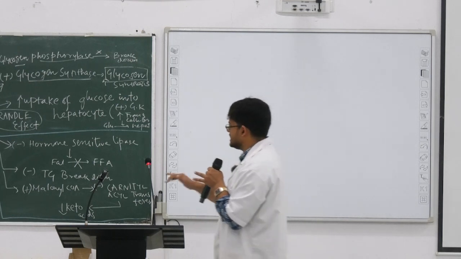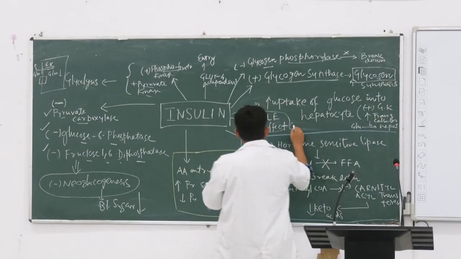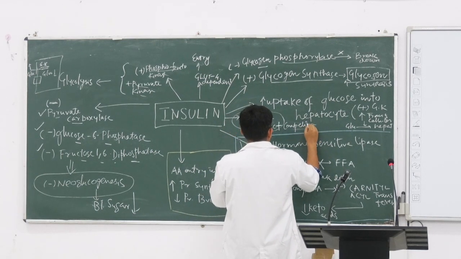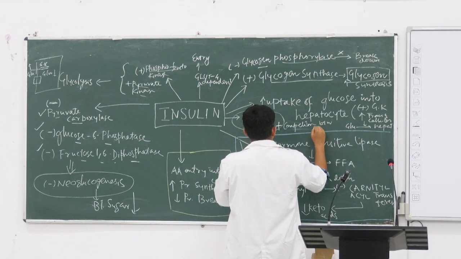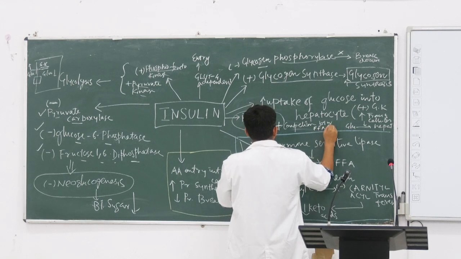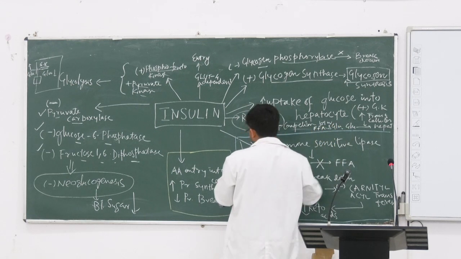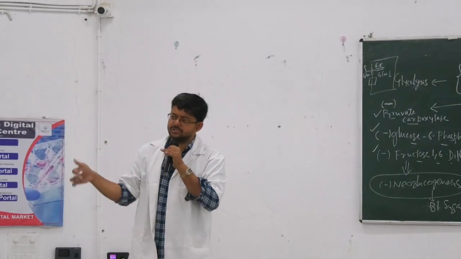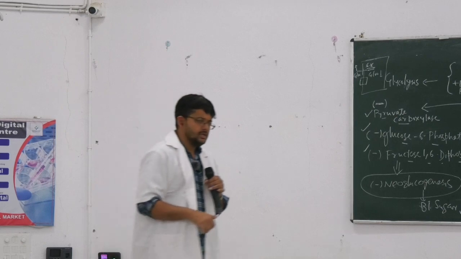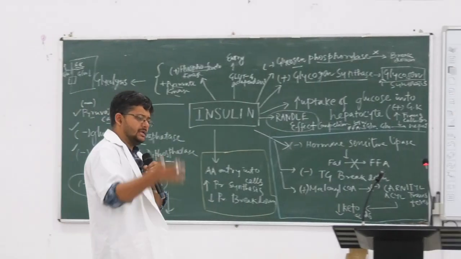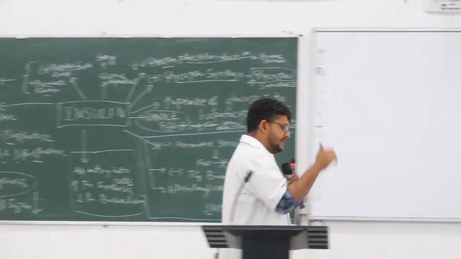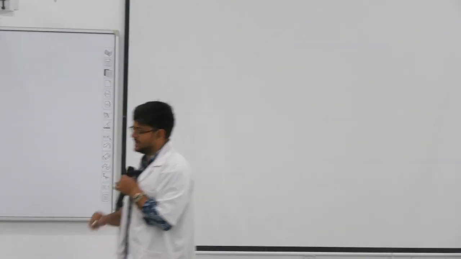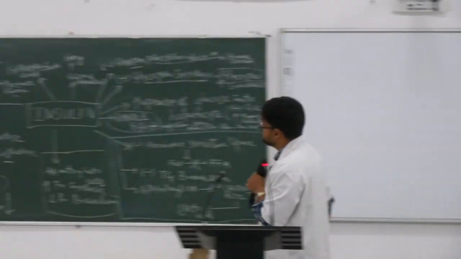So the Randle effect, just keep this in mind. Basically it's a reciprocal relationship between FFA and glucose, and insulin behaves in such a way that ultimately glucose utilization increases and blood glucose reduces. That's the Randle effect. You won't need much more than this now.